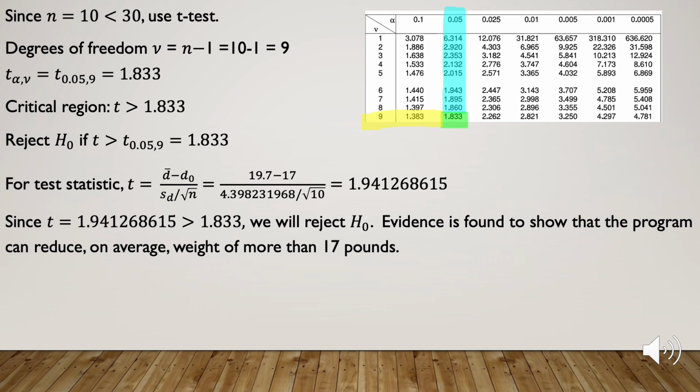For the test statistic, t equals the sample mean minus the hypothesized difference in means, then divided by the sample standard deviation divided by the square root of n, which equals 1.941268615. Since t equals 1.941268615 and it is larger than 1.833, we will reject H0. And evidence is found to show that the program can reduce on average weight of more than 17 pounds.